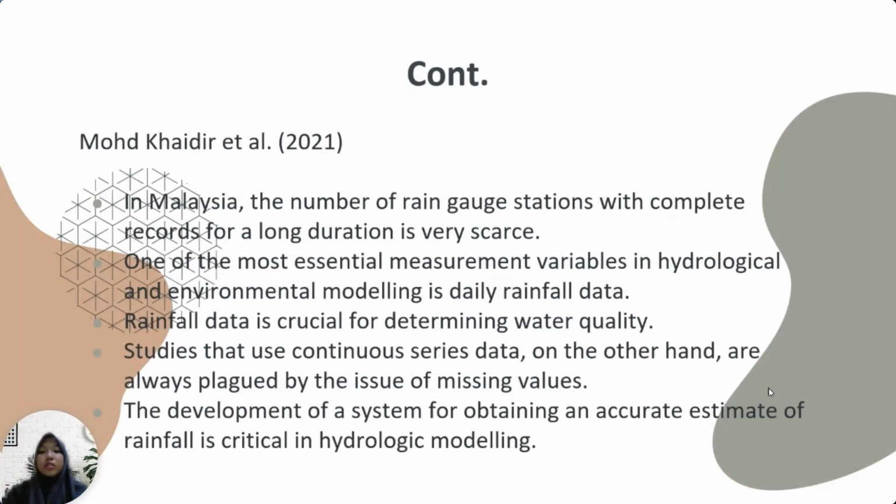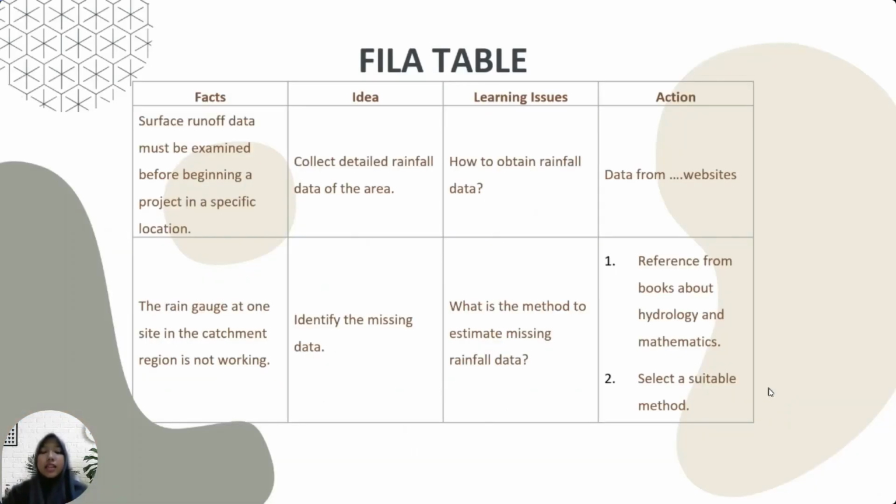Muhammad Qaida et al., 2021, presented in their paper that one of the most essential measurement variables in hydrological and environmental modeling is daily rainfall data. Rainfall data is crucial for determining water quality. Studies that use continuous data, on the other hand, are always plagued by the issue of missing values. Development of a system for obtaining an accurate estimate of rainfall is critical in hydrologic modeling. Rainfall data must be full, homogeneous, and of acceptable quality in order to yield correct results in analysis.